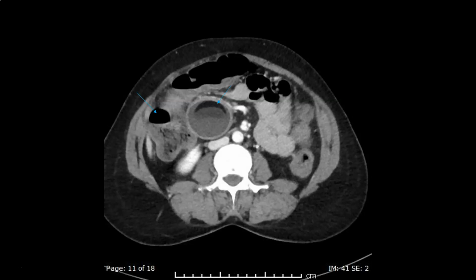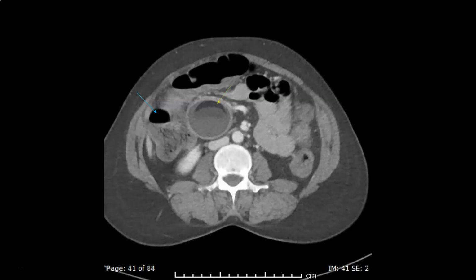We may need to manipulate the window of the CT images to differentiate between fat and gas. So the presence of fat here is suggestive of mature cystic teratoma, dermoid cyst.